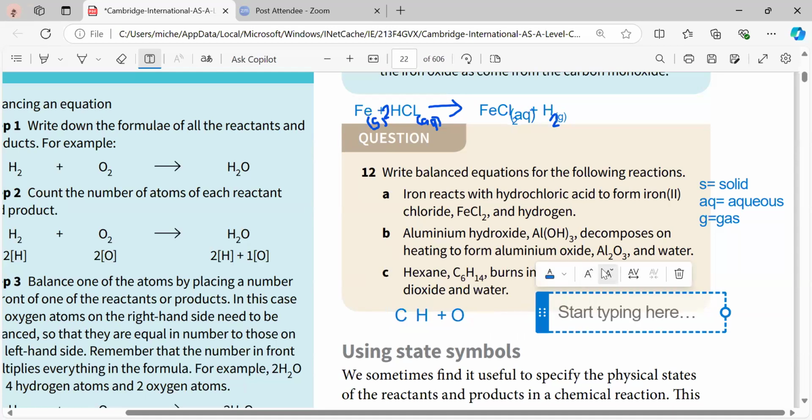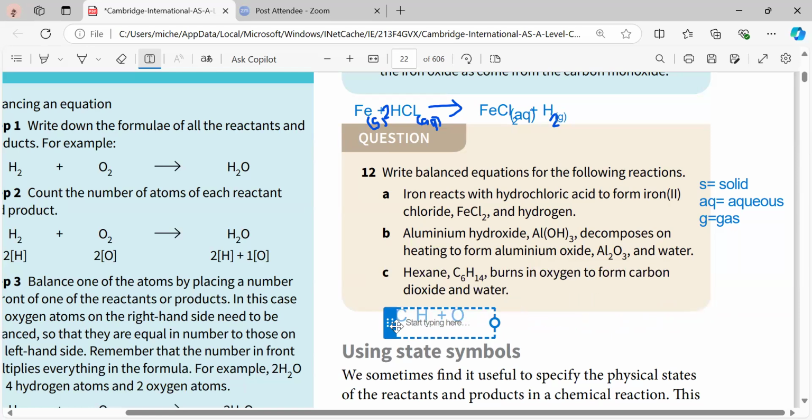So I'm going to write now in smaller form here. We have four right there, and then, oh, it's not four. I'm so sorry, that's actually C6H14. And for oxygen, here we have two.